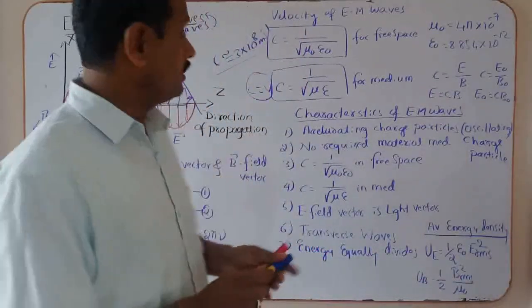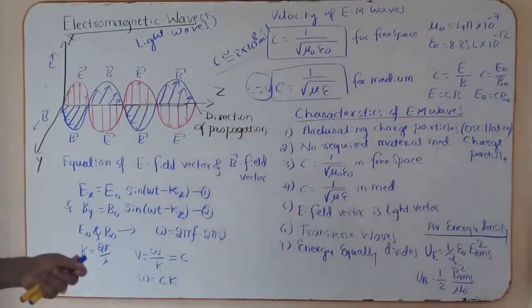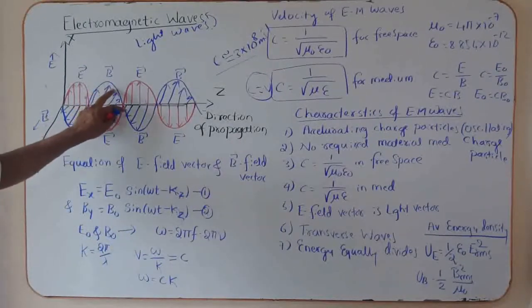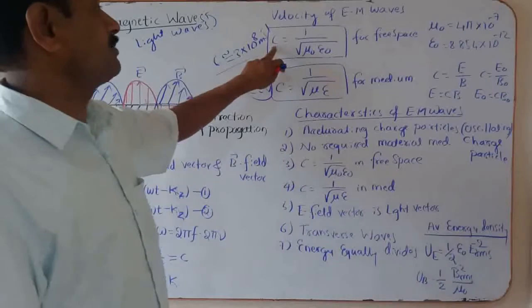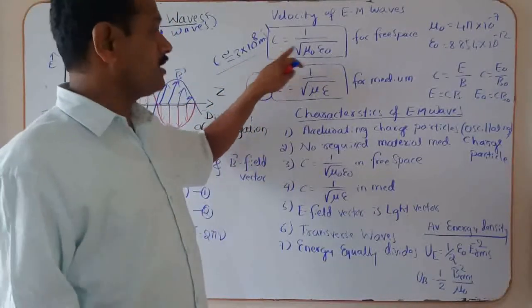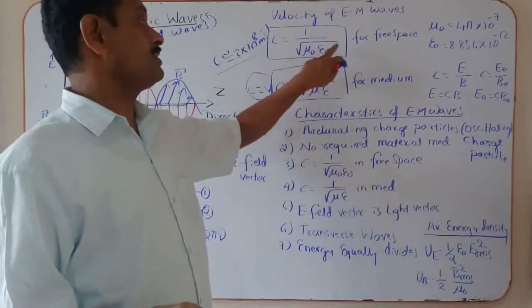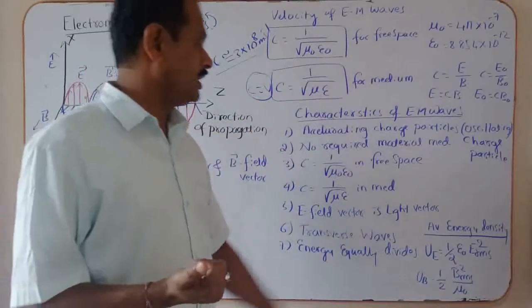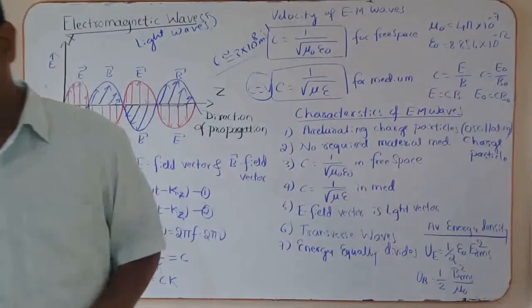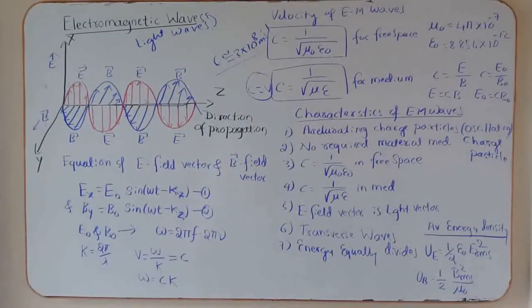This is about the electromagnetic wave and the expressions for the electric field vector and magnetic field vector in an electromagnetic wave. That is a very, very important expression. The velocity of the electromagnetic wave in terms of permeability of free space and permittivity of free space, and a few characteristics of the electromagnetic waves are said to be properties of the electromagnetic waves. This is about electromagnetic waves.